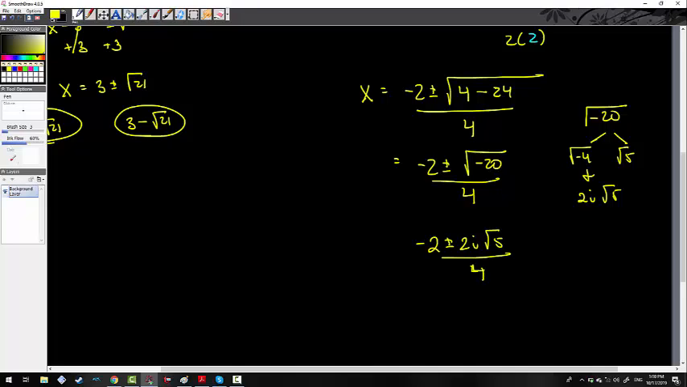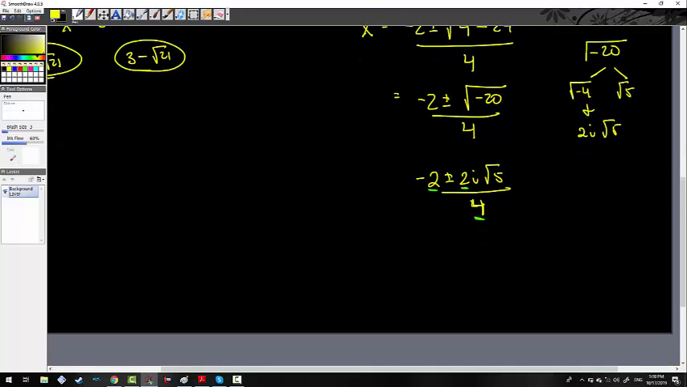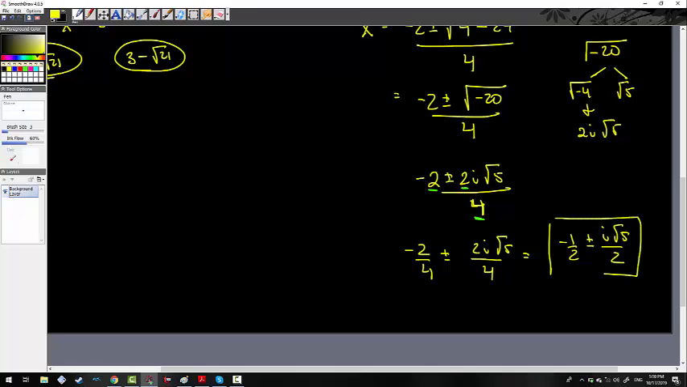Now, I want you guys to pay attention to something. This is even. So is this and so is this. So what I'm going to do is break this fraction apart and call it negative 2 over 4 plus or minus 2i rad 5 over 4. I can reduce them individually and call them negative 1/2 plus or minus i rad 5 over 2. And there is the next section.